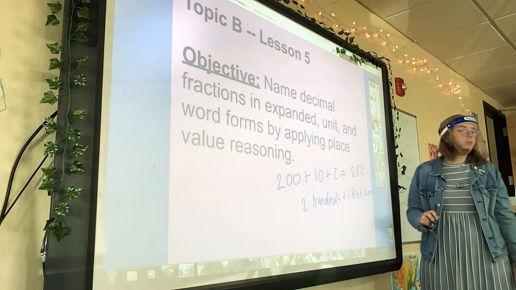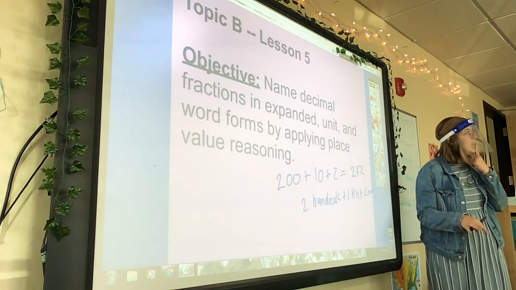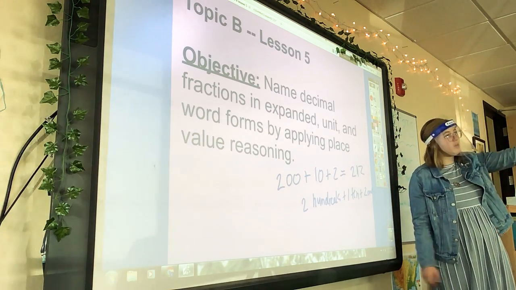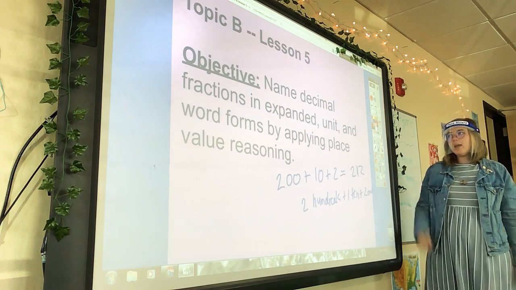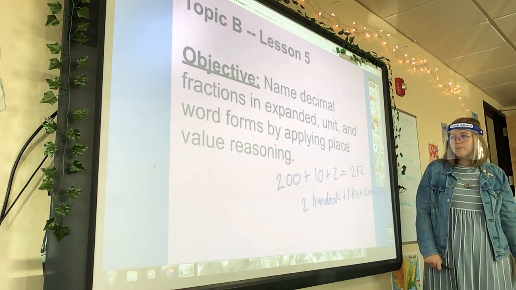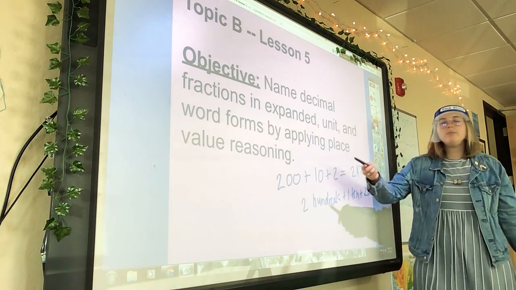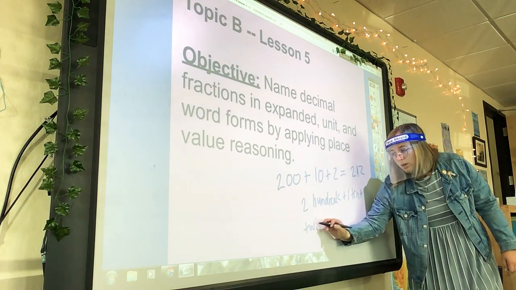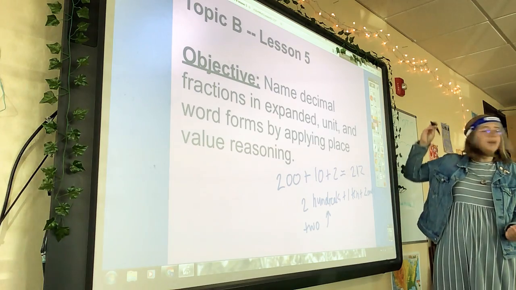But we're going to do that with decimals today, okay? So very easy. It's the same thing, but we're just bringing the tenths, hundredths, thousandths into it. And then we're going to apply place value reasoning. Any questions on that? Okay, and then word form is obvious, right? We're going to write it out in words. So 2 hundreds, and so on. Okay? All right, moving on. Here we go.